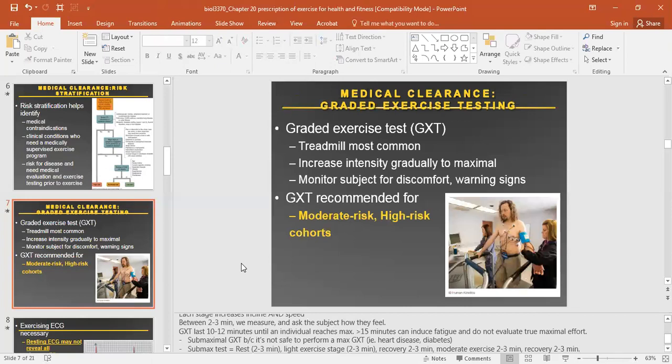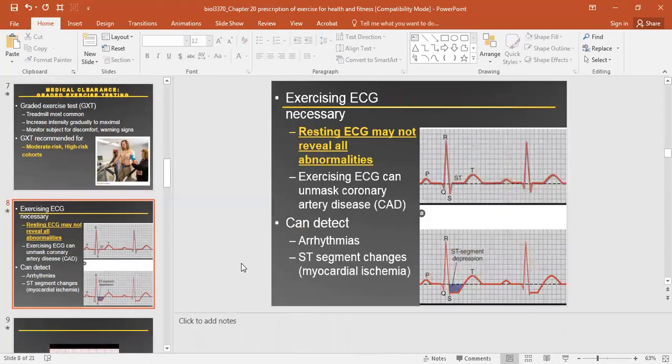So we can assess risk really easily and really accurately by performing graded exercise testing. That's one of the most important tests that you can do. And monitoring an exercising EKG is incredibly important.